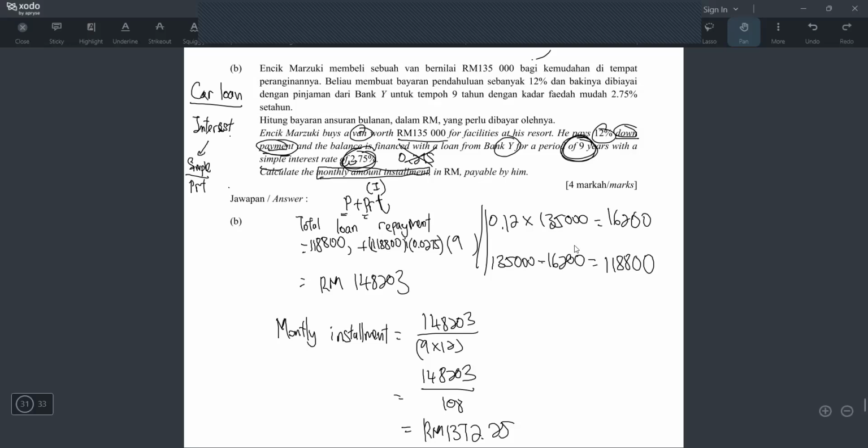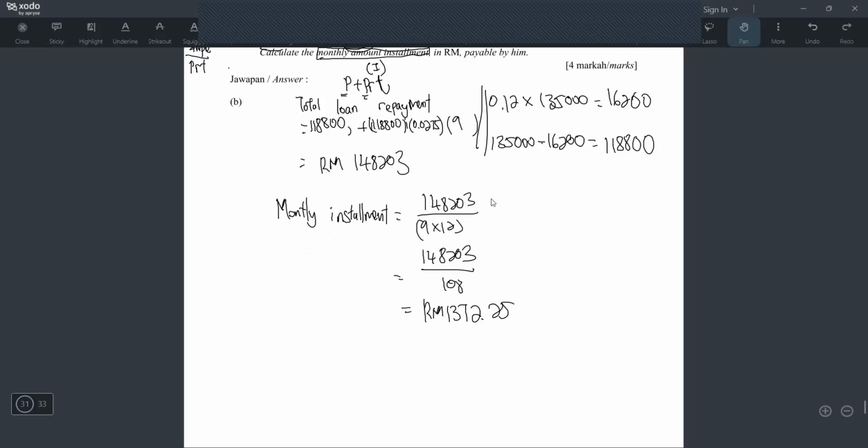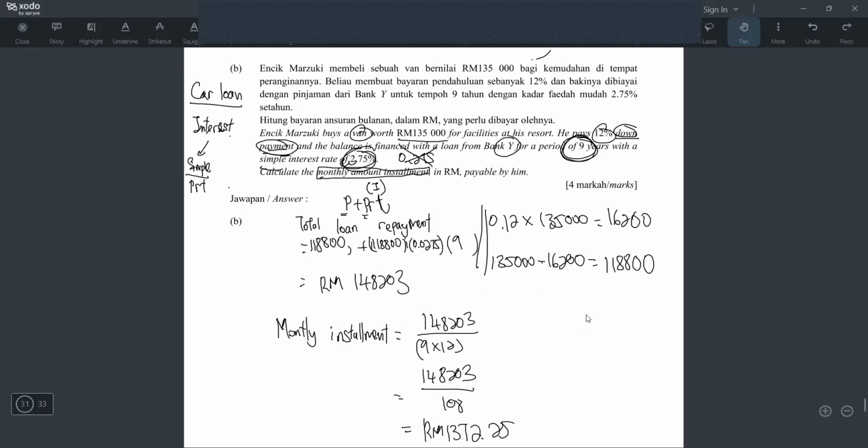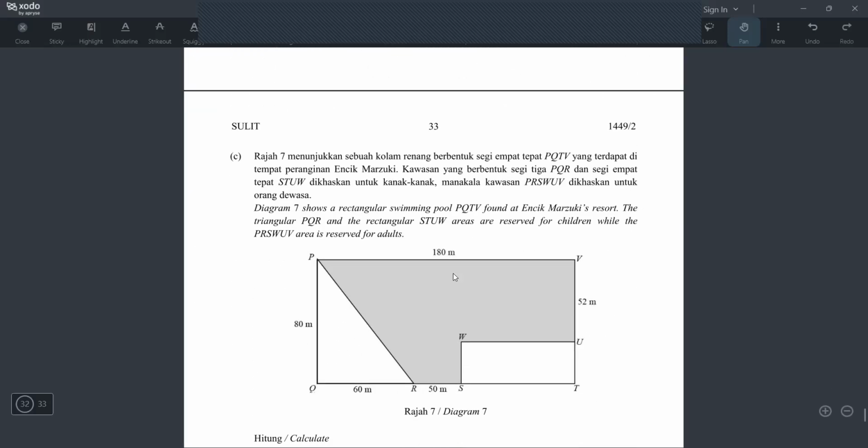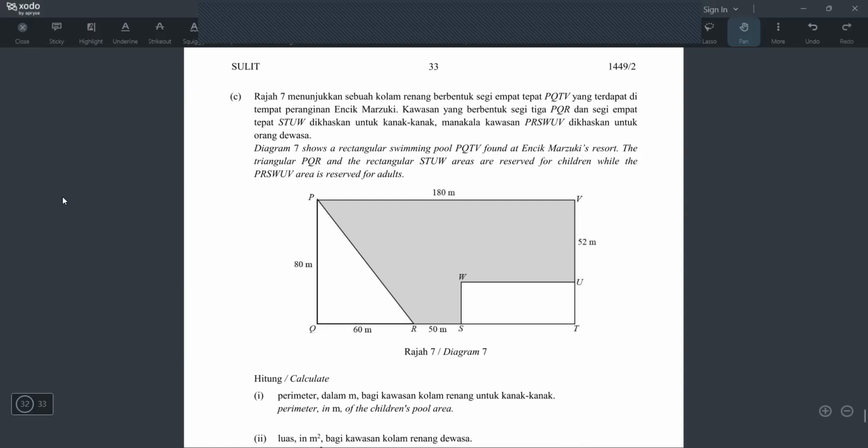Okay, so ini cara dia. Sorry, just now I made a small mistake. So ini cara dia. But yang penting is you kena tahu method dia and steps dia lah. So that's how you do it. Okay, almost finished. Let's go.